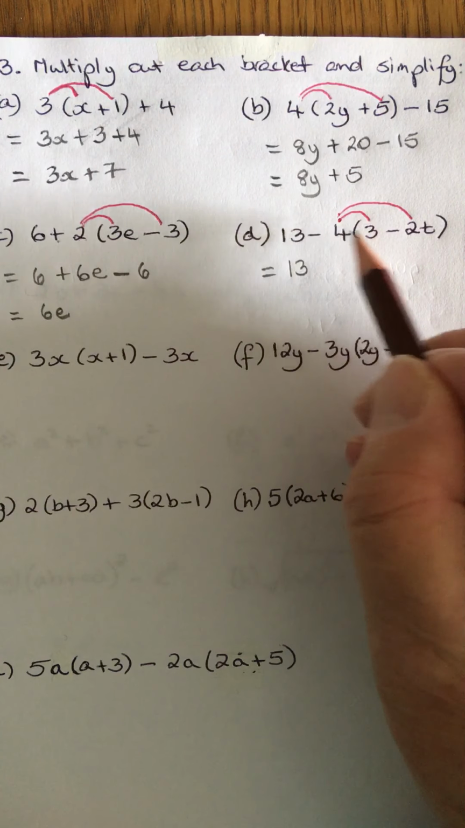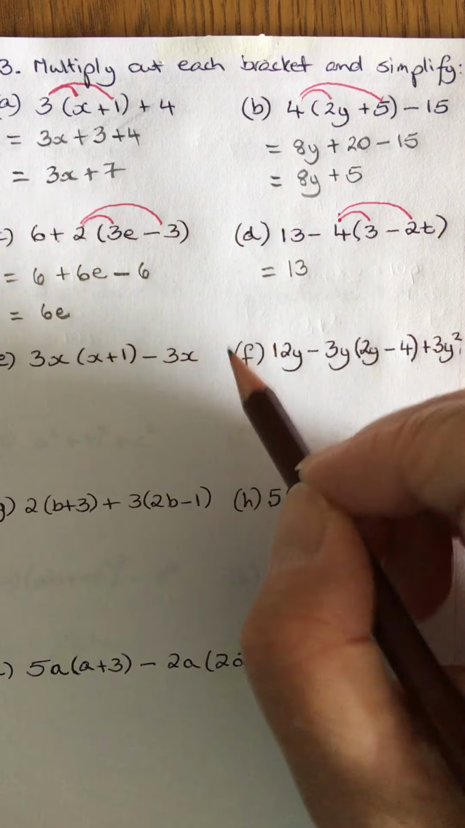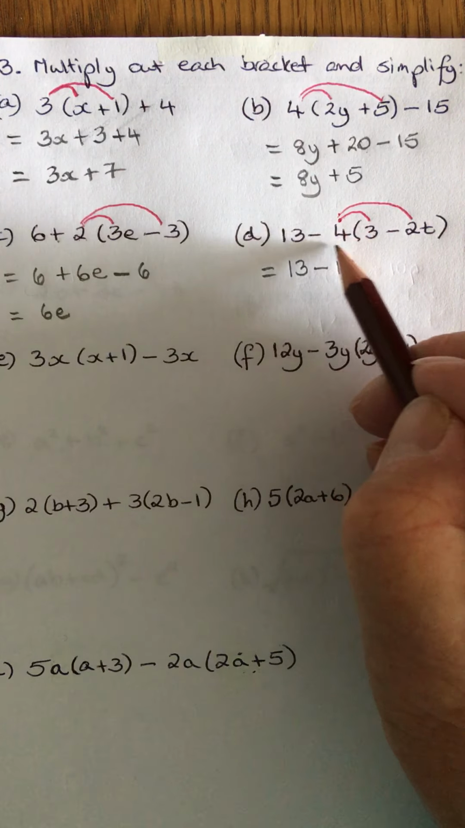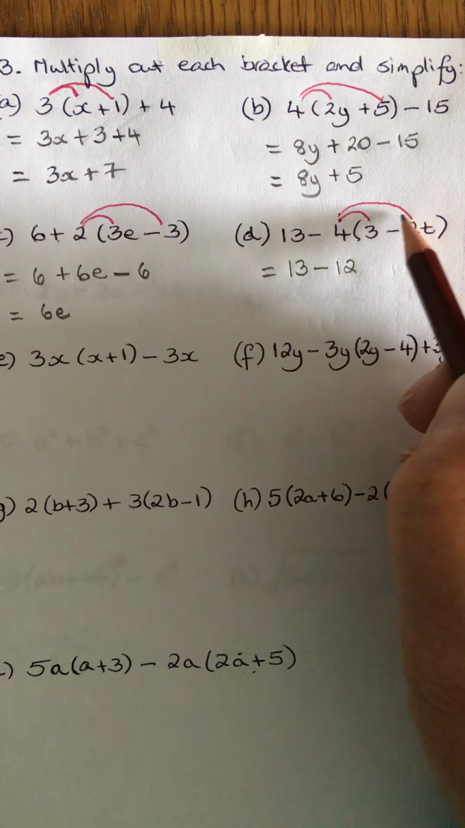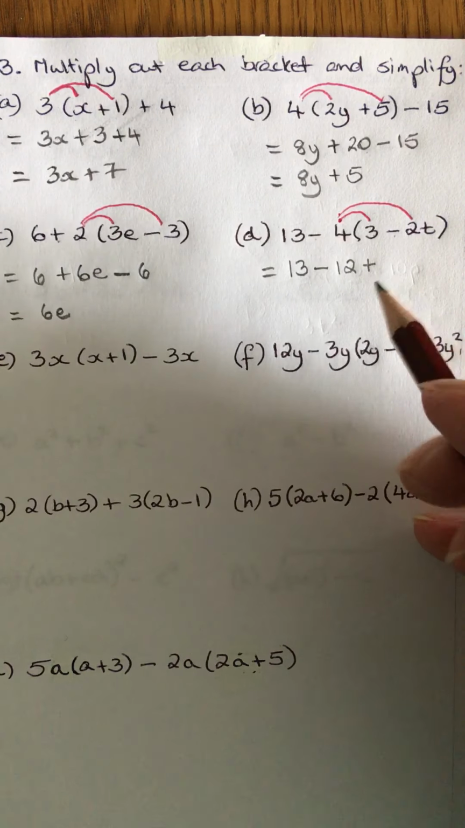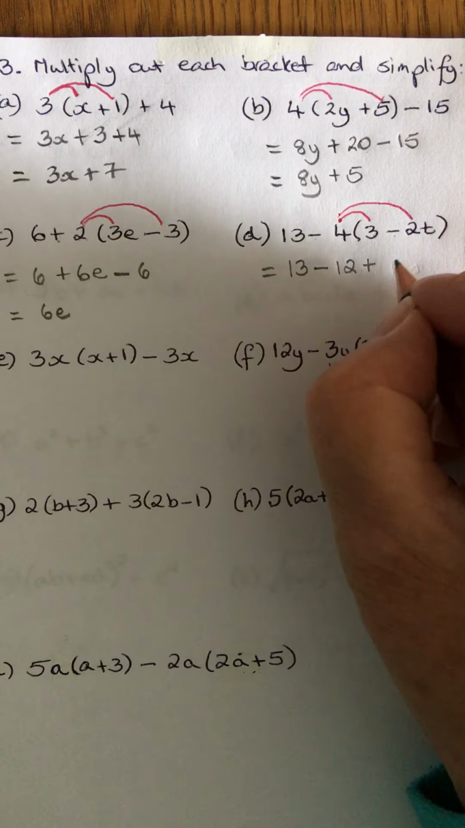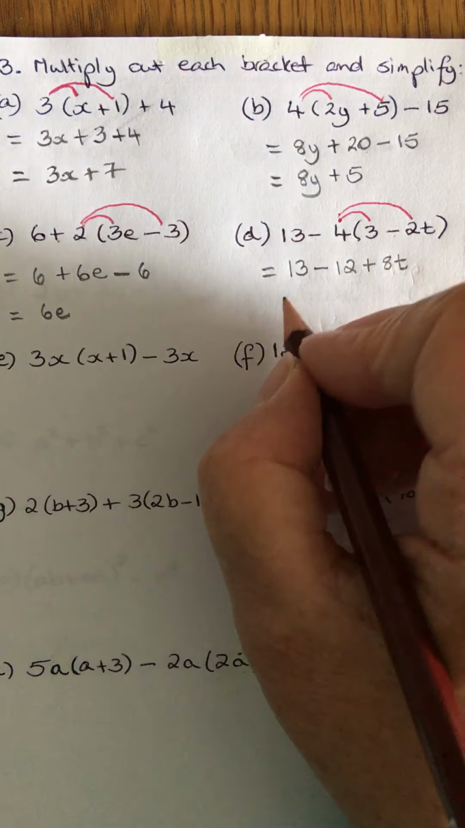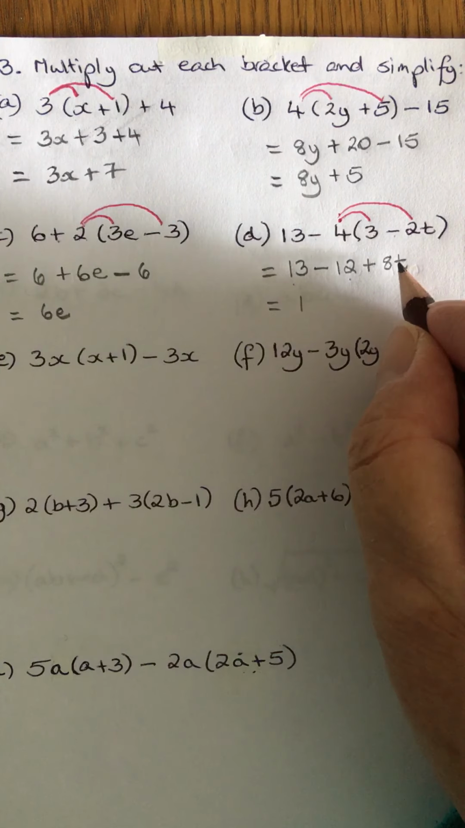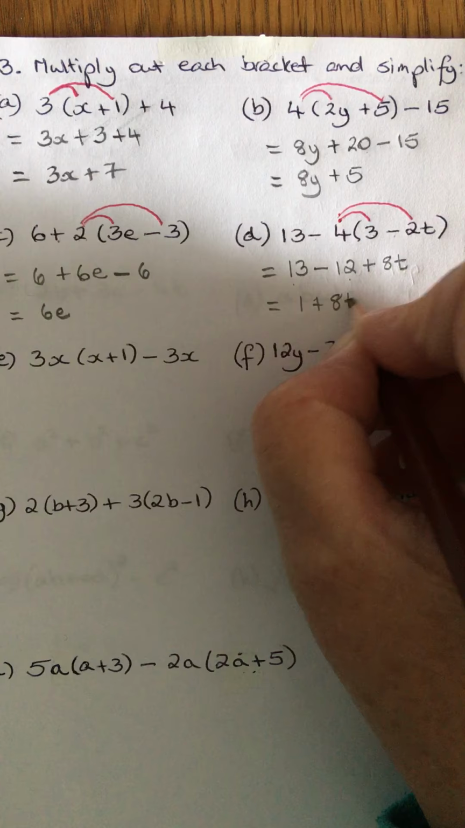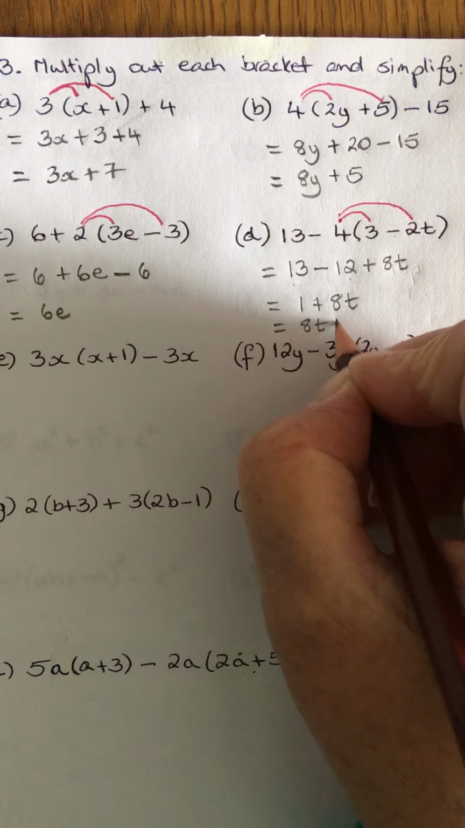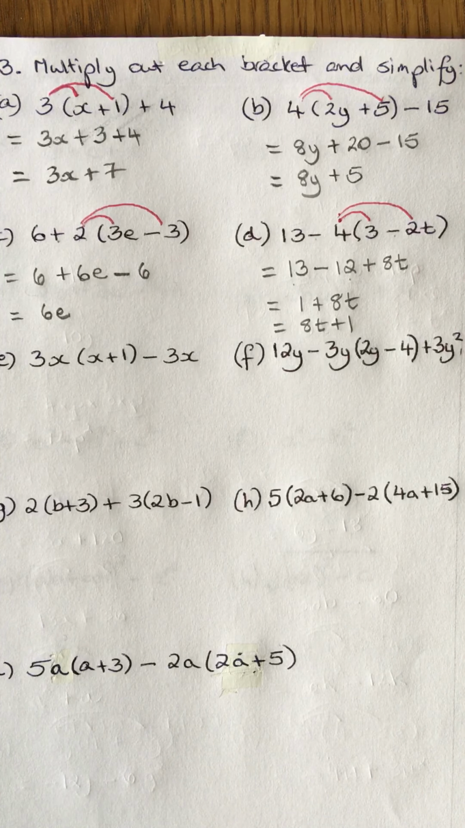Then we've got negative 4 times 3. So negative 4 times 3 is negative 12, so it's take away 12. Then we've got a negative 4 times a negative 2t. So the negative times a negative becomes a plus, positive. 4 times the 2t is 8t. Okay, 13 take away 12 is 1, plus 8t. It's also fine if you had written down 8t plus 1. That would be correct as well.